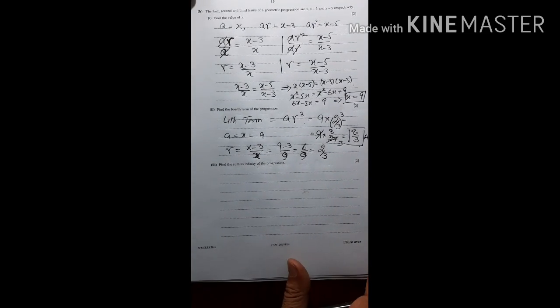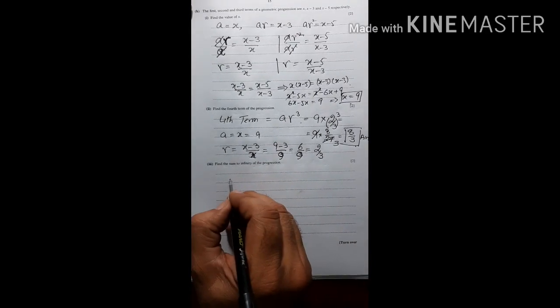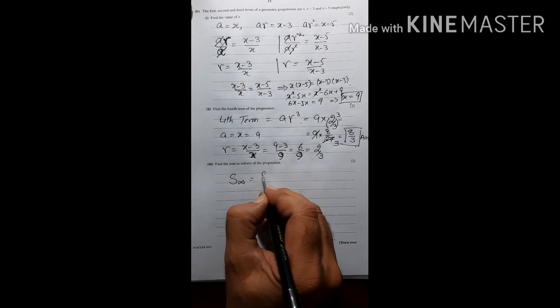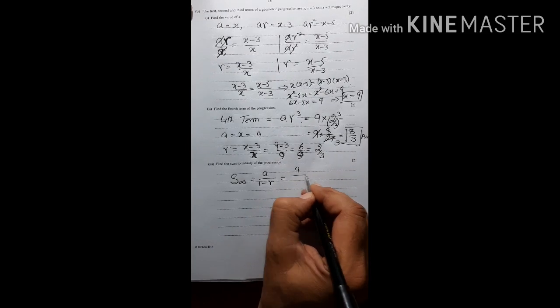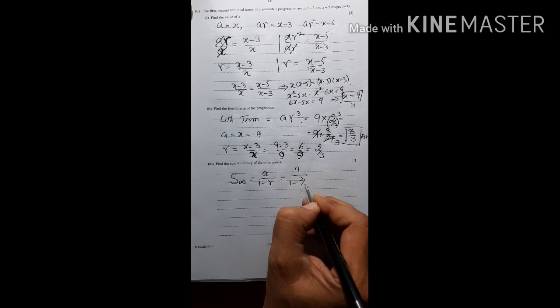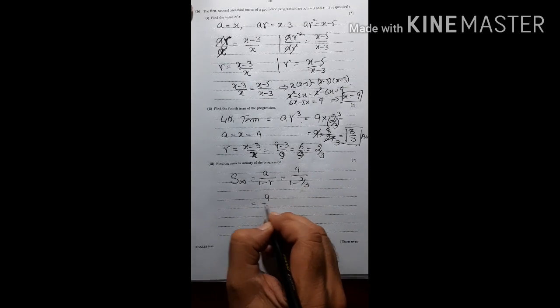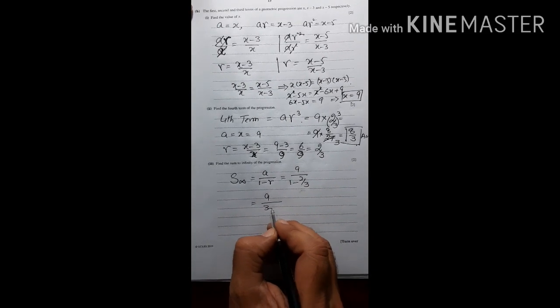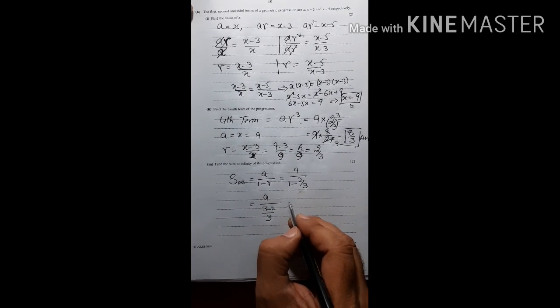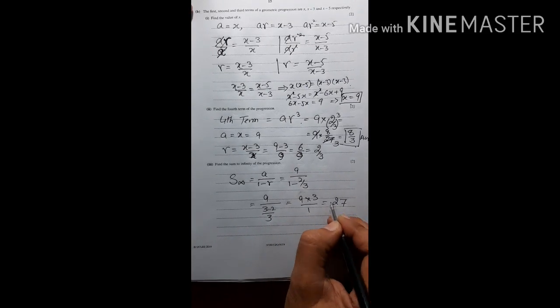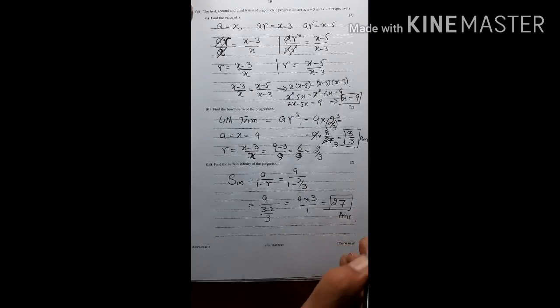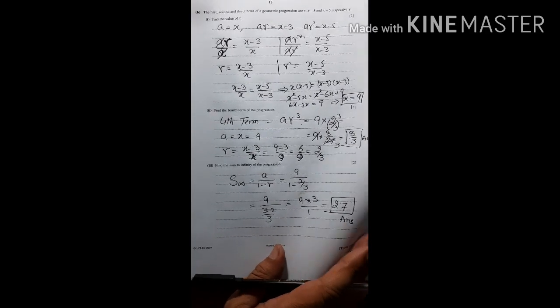Now find the sum to infinity of the progression. So we know the formula for the sum is a over 1 minus r, 9 over 1 minus 2 by 3, which is 9 over (3 minus 2) by 3, from the LCM. It will become 9 multiplied by 3 over 1, which is 27. This is the sum. That is question number 8.